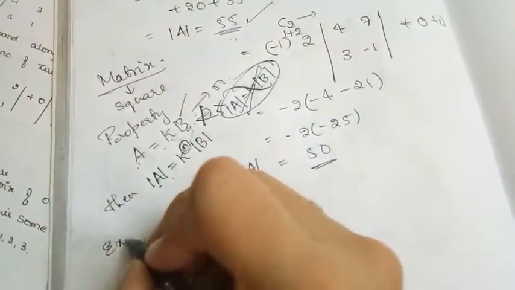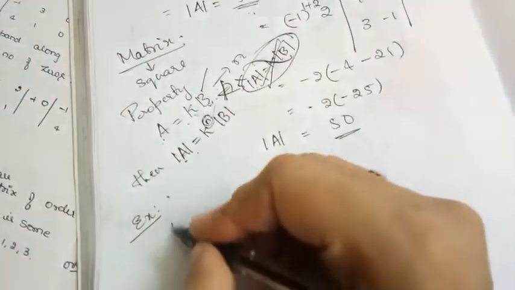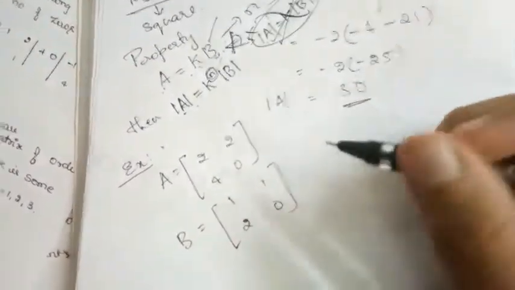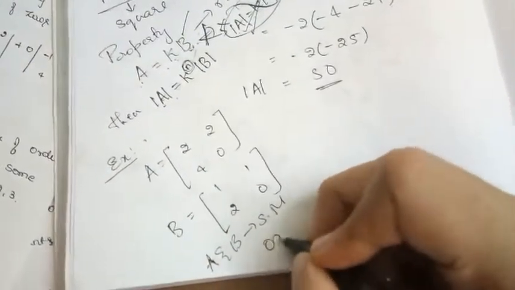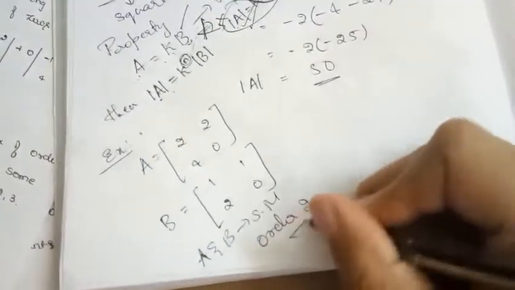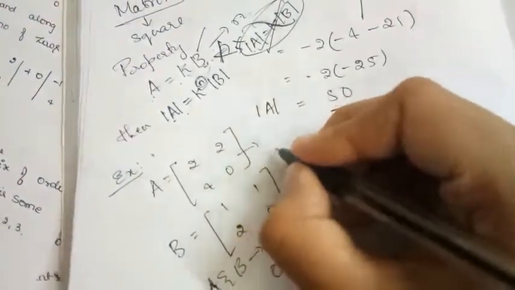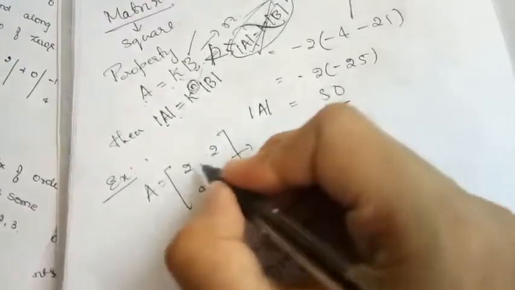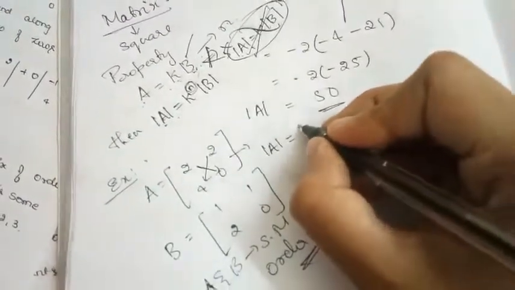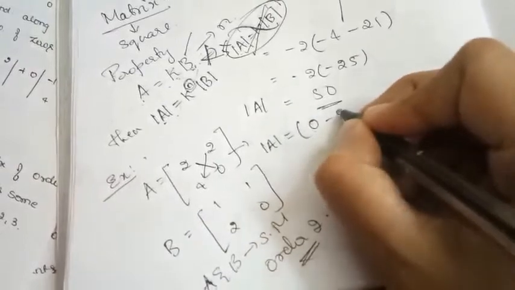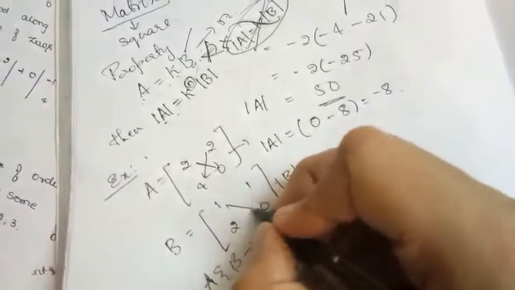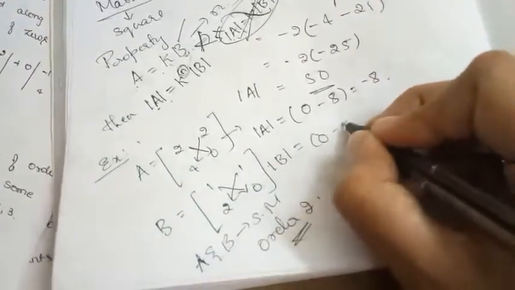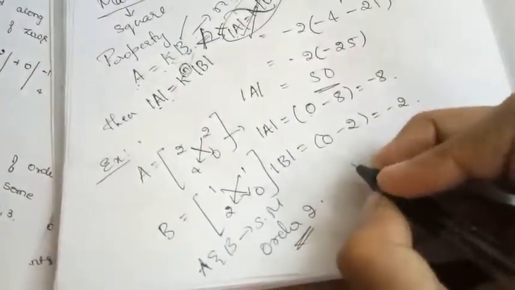For example, if I am considering a matrix A which is equal to [2, 2; 4, 0], and matrix B is equal to [1, 1; 2, 0]. Clearly A and B are square matrices of order 2. So here the order of matrices A and B is 2. Now let us find the determinant value of A. How are we going to find the determinant value? Cross multiply: 2 into 0 is 0, minus 4 twos are 8. So the value of determinant A is minus 8. And the determinant value of B is nothing but 1 into 0, 0, minus 2 into 1, minus 2. The value of determinant B is equal to minus 2.